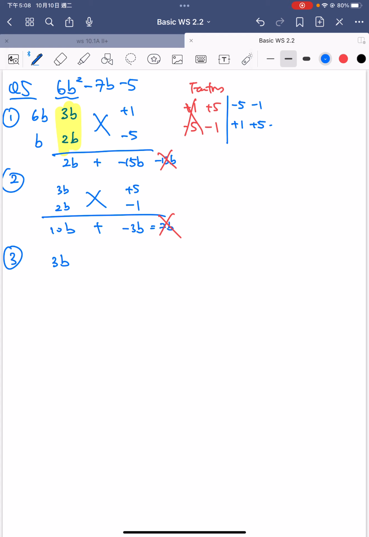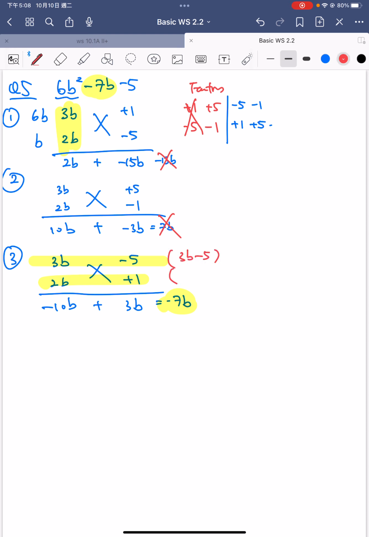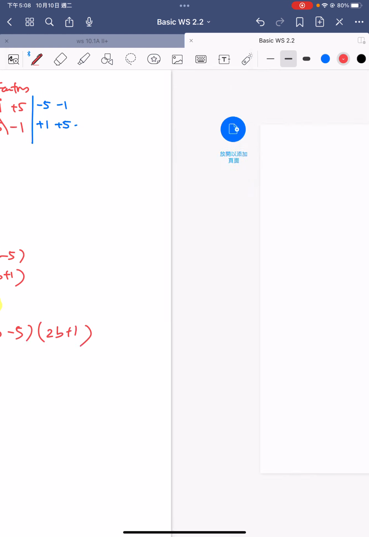So right now we try 3b, 2b crossed together with the negative 5, positive 1. In this one, 3b times 1 will give you 3b, and 2b times negative 5 will give you negative 10b. So negative 10 plus the 3 will give you negative 7b. Bing bong, it is the same as the middle one, which means 3b minus 5 and 2b plus 1 are our factors. So we can say that 6b squared minus 7b minus 5 is equal to 3b minus 5 times 2b plus 1. So that's for question 5.